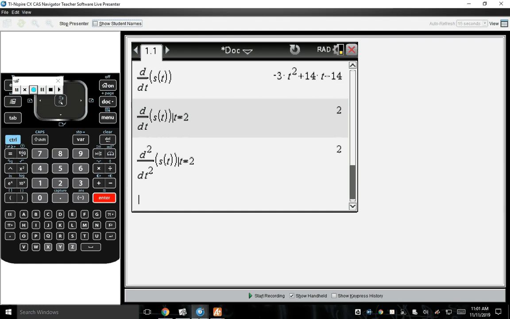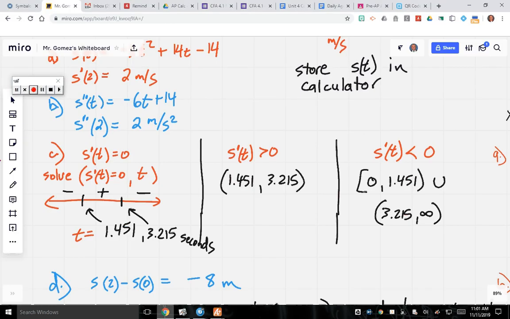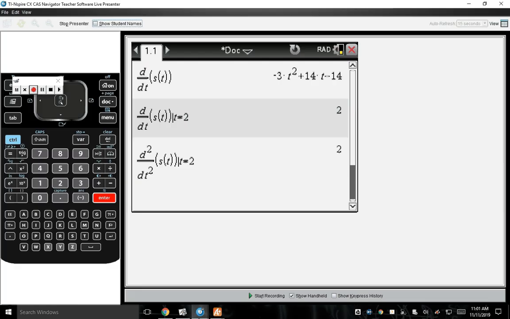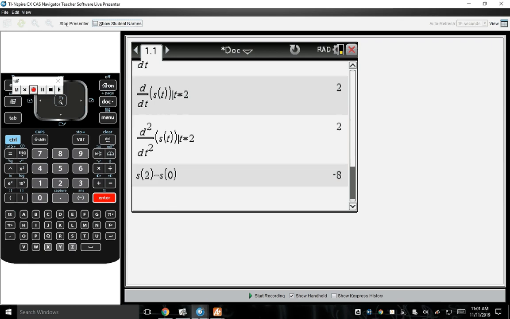And then furthermore, on these questions, you have part D. It says, find the displacement of the particle during the first 2 seconds. Guys, displacement is just change in position. So if I'm looking at 2 seconds and 0 seconds, it's going to be s of 2 minus s of 0, and you get your full displacement is negative 8 meters.